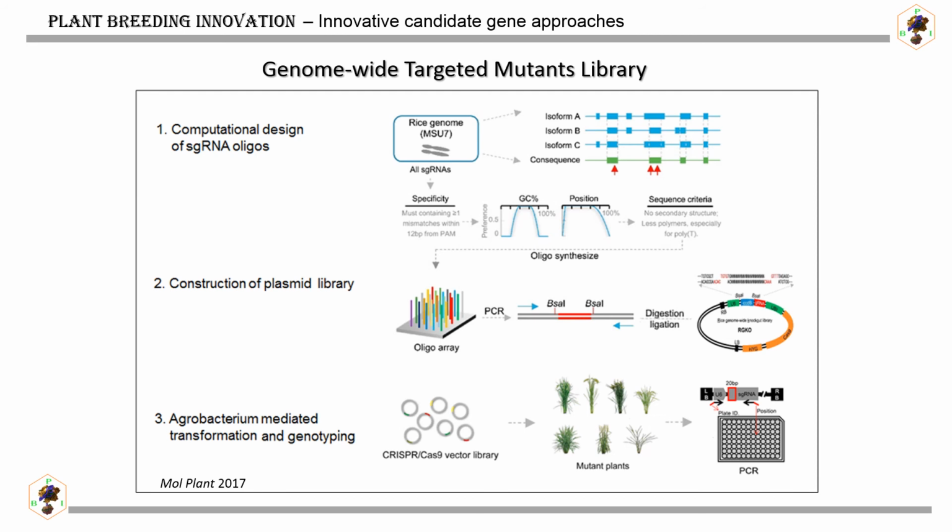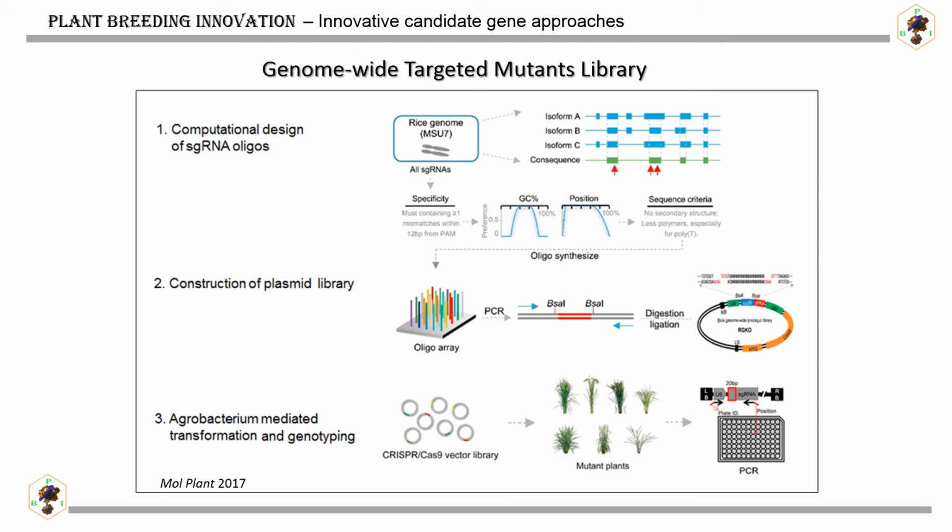Here you can see how to construct a genome-wide targeted mutant library in rice. First, sgRNA oligos are computationally designed to satisfy stringent conditions. For example, the 12 base pair sequence matches only one site in the genome. sgRNAs targeting constitutive exonic coding sequences near the start codon are selected, and GC content and secondary structures of sgRNAs are considered, and so on. In addition, 20 and 25 base pair sequences are added to both ends of the 20 base pair guide sequences for downstream PCR and ligation.